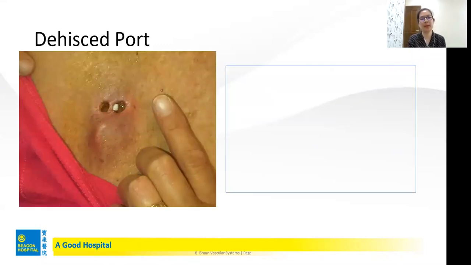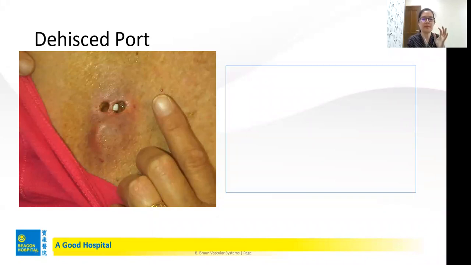Okay. This is some additional situation that I would like to share. Some of you might encounter a dehisced port. Okay, you can see the skin getting thinner and thinner, and part of the port already exposed. Of course, this can happen if there's infection there. Then your skin condition, you've got pus there, of course due to infection, then due to the skin condition not being healthy anymore, you can have a dehisced port.